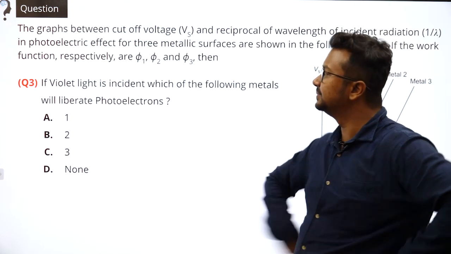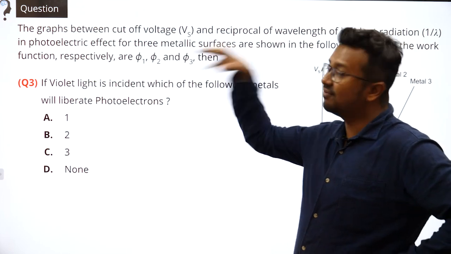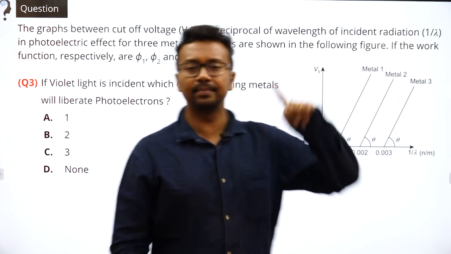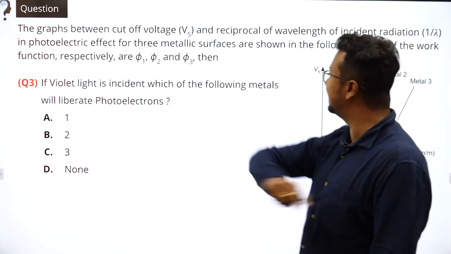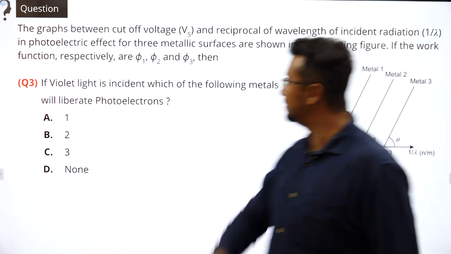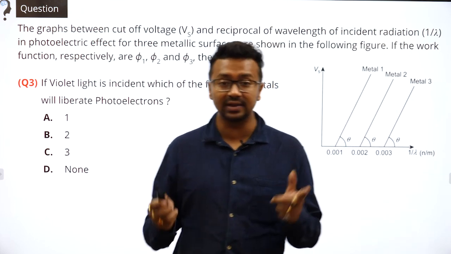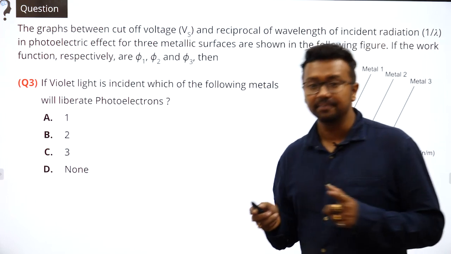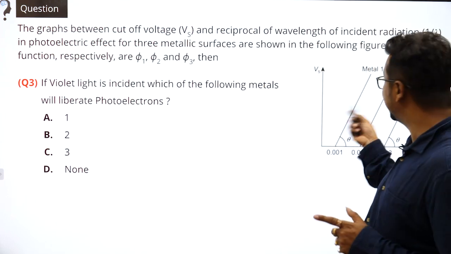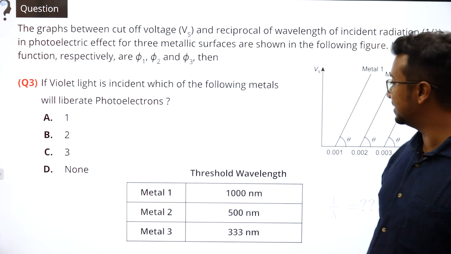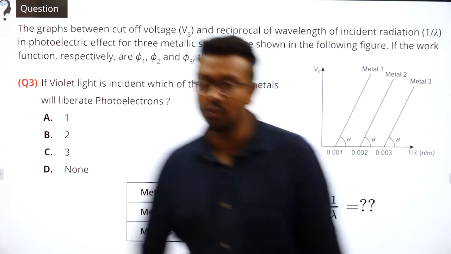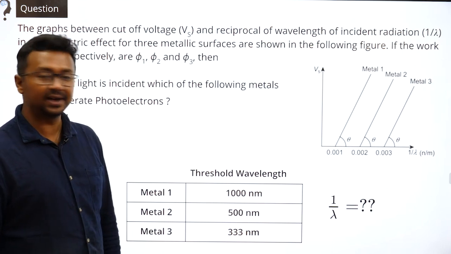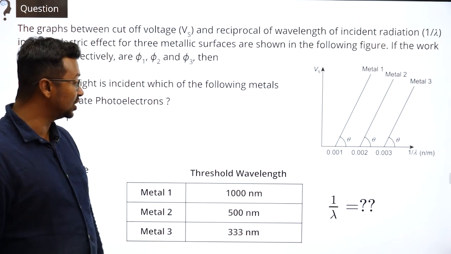This is interesting. What do we have here? They are saying if violet light is incident on all the three metals, metal 1, metal 2, metal 3, which of the following metals will liberate photoelectrons? Now, for that, we need to know the work function or the threshold wavelength of these metal surfaces. Can we have it? Yes. From this value, 1 by lambda is given to us for all of them. Isn't it? So we can find out what is the value of the threshold wavelength.